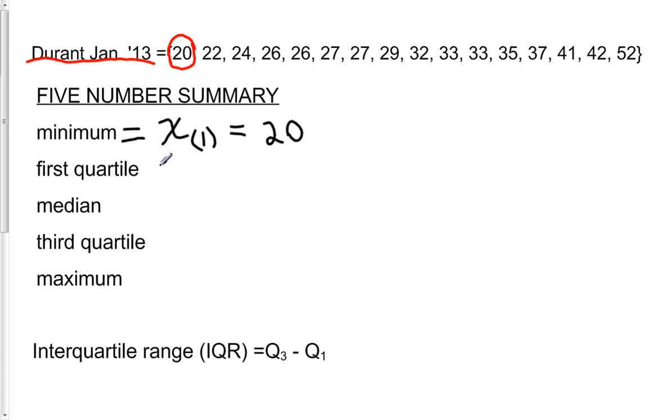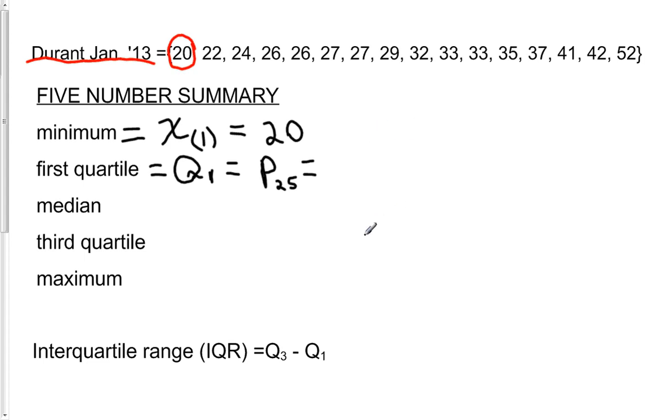The second number in the 5-number summary is the first quartile. The first quartile we're going to denote as Q3. Oops, Q1, sorry about that. It's the first quartile, so we denote it Q1. And this is actually a percentile. The first quartile is the 25th percentile. So we're going to calculate our 25th percentile, and that's the number we're going to use as our first quartile.